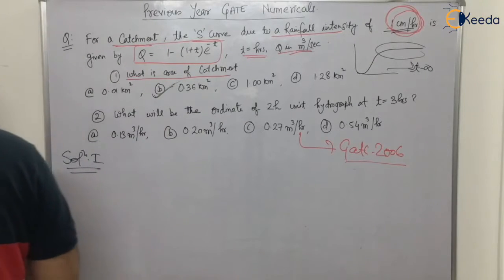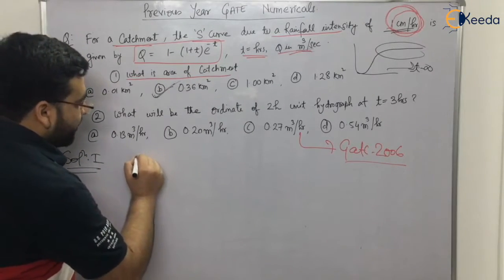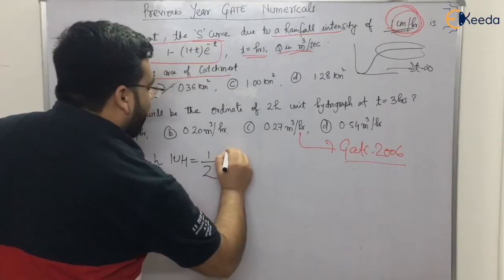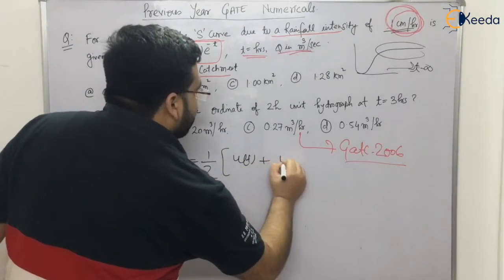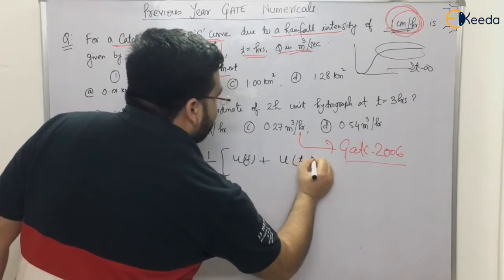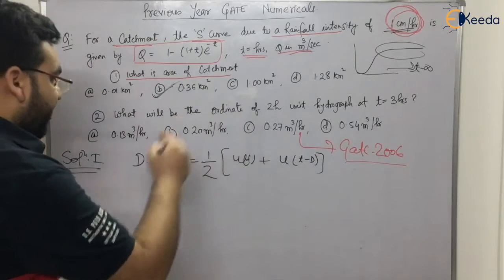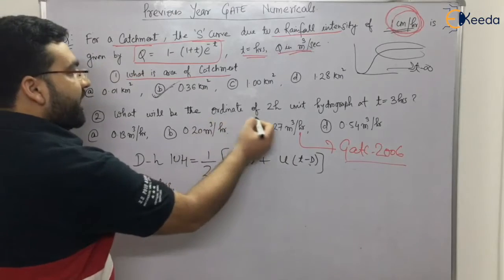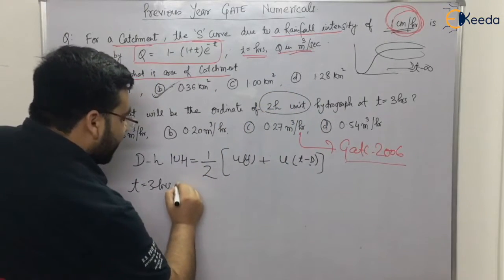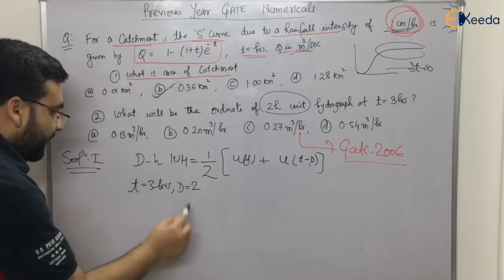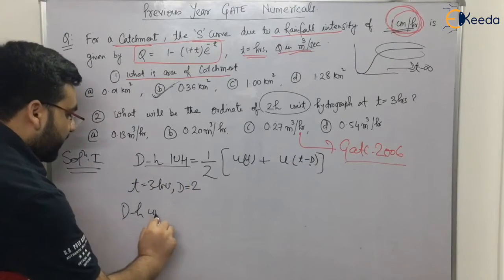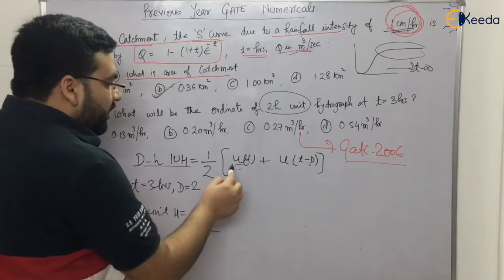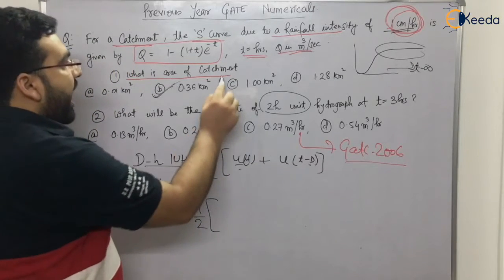And in the instantaneous unit hydrograph, I told you that if you want to determine a D-hour unit hydrograph, it is actually equal to half of u(t) plus u(t minus D). Simple. Now what is t? So t is 3 hours. And what is the D-hour unit hydrograph? It is a 2-hour unit hydrograph, and D is equal to 2. So I can say that the D-hour unit hydrograph will be equal to half of u(t), meaning at t equals 3 hours. So I have to put t equals 3.